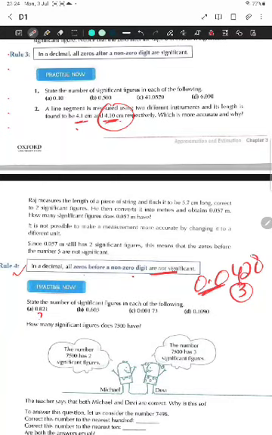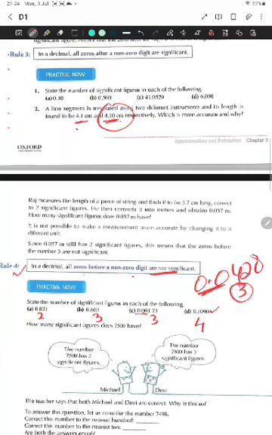Over here it will be 2. Over here it will be 3. Over here it will be 3. Because these zeros will not be considered. They are not considered as significant. And over here 1, 2, 3 and 4, because the last zero will be considered. So in this way the number of significant figures will be counted.